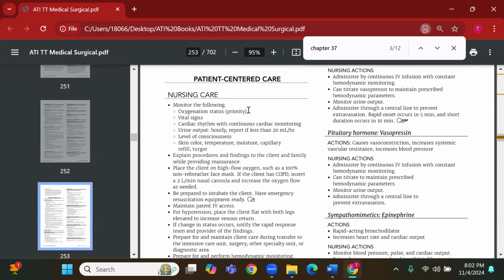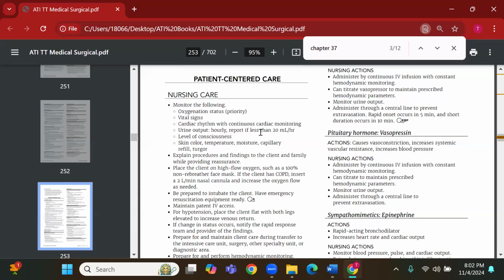Obviously, their oxygen level, right? Because their organs aren't getting oxygen, their microvasculature is not. Our vital signs are going to tell us a huge amount. If the heart rate's fast, the blood pressure's down, and our urine output is low, we probably got something going on. We want to look at the heart rhythm because the potassium could be low.